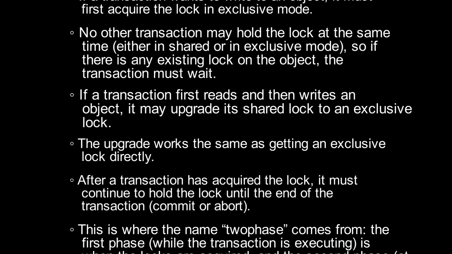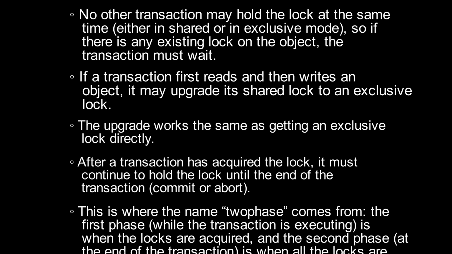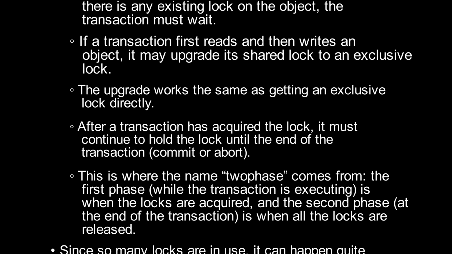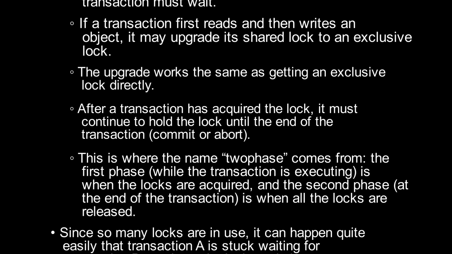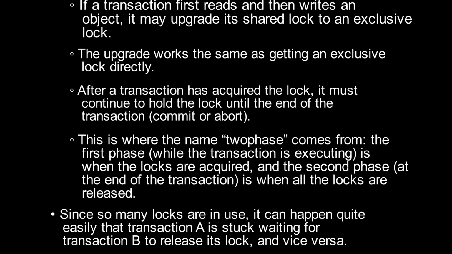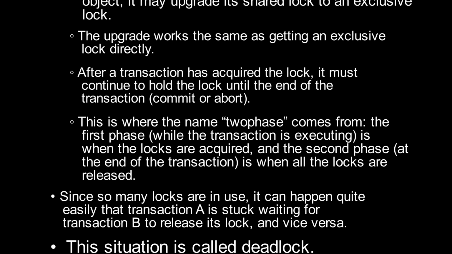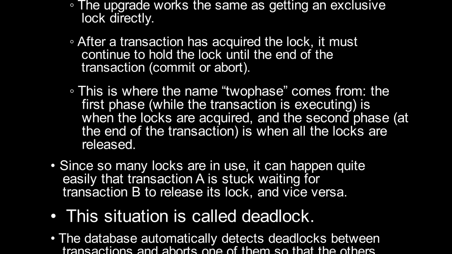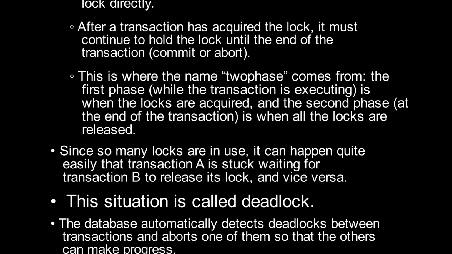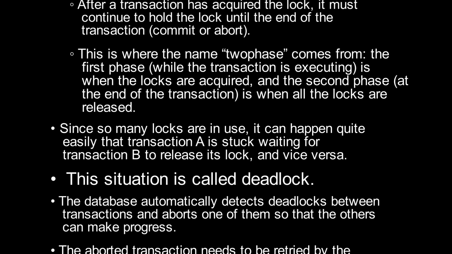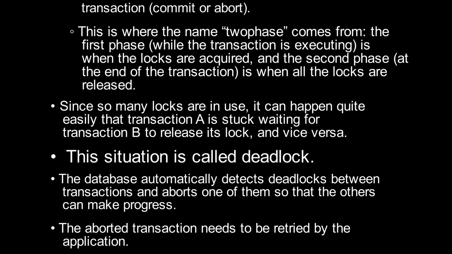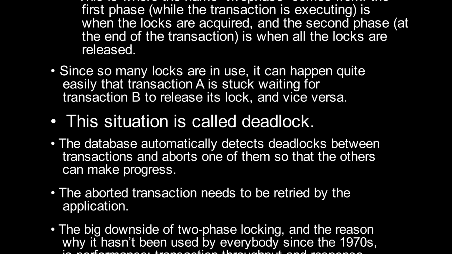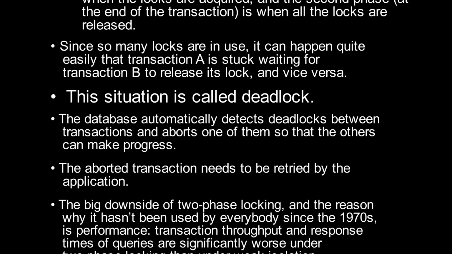After a transaction has acquired the lock, it must continue to hold the lock until the end of the transaction, commit or abort. This is where the name "two-phase" comes from. The first phase, while the transaction is executing, is when the locks are acquired, and the second phase, at the end of the transaction, is when all the locks are released. Since so many locks are in use, it can happen quite easily that transaction A is stuck waiting for transaction B to release its lock, and vice versa. This situation is called deadlock. The database automatically detects deadlocks between transactions and aborts one of them so that the others can make progress. The aborted transaction needs to be retried by the application.